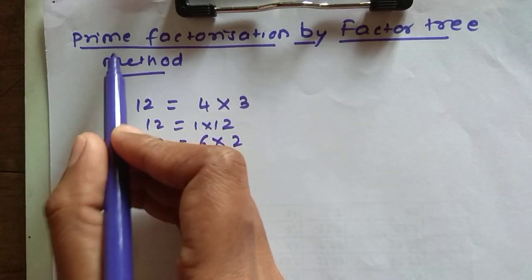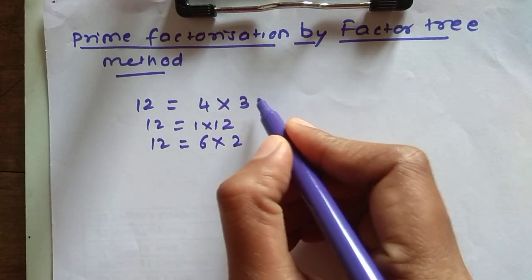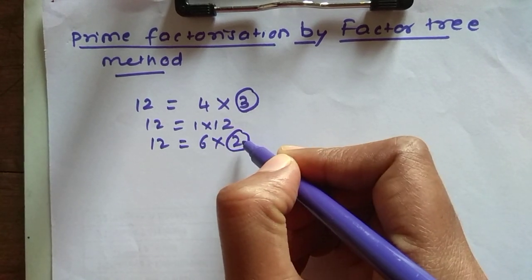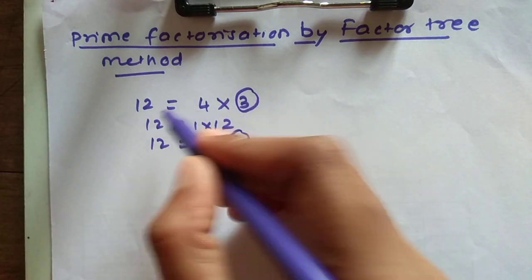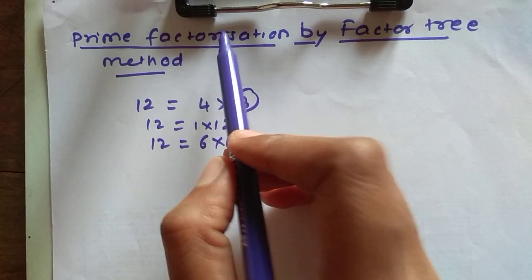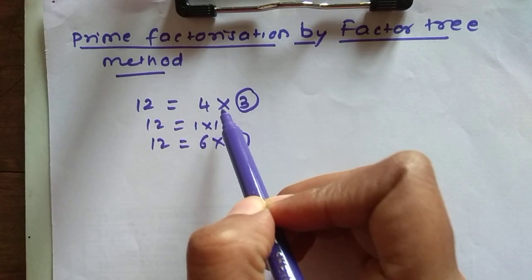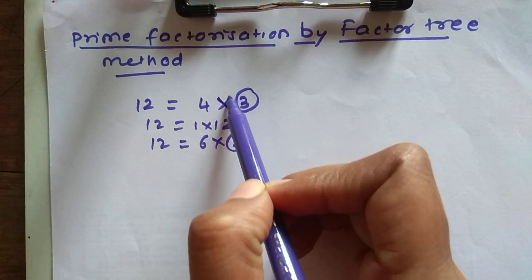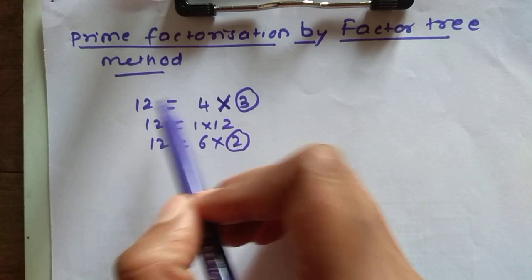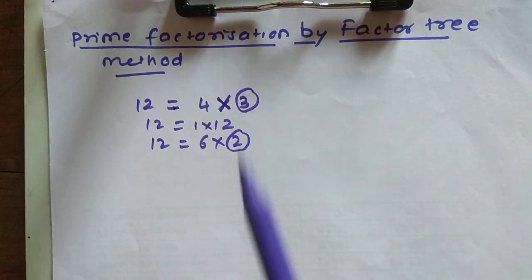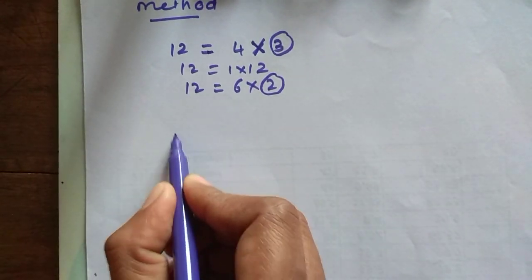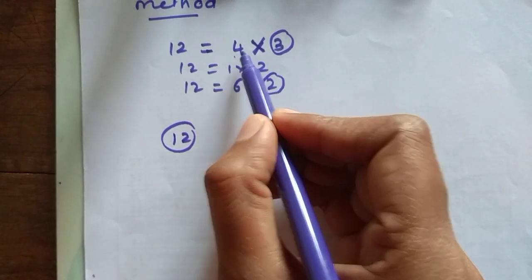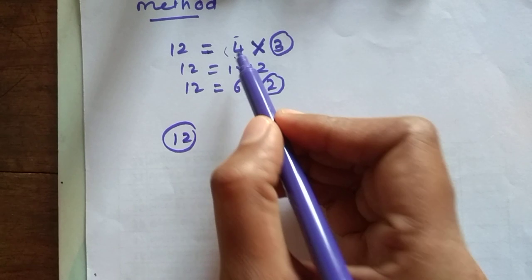But prime factors means you have to take only prime numbers. 3 is a prime number, 2 is a prime number. So 2 and 3 are the prime factors of 12. And prime factorization means, here we wrote 4 into 3, but instead of 4, you have to use only prime numbers to write the product of factors that gives the given number. Let us take the same number. Here we have written the factors, but 4 is not a prime factor.